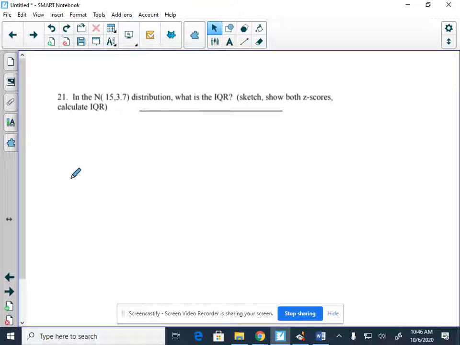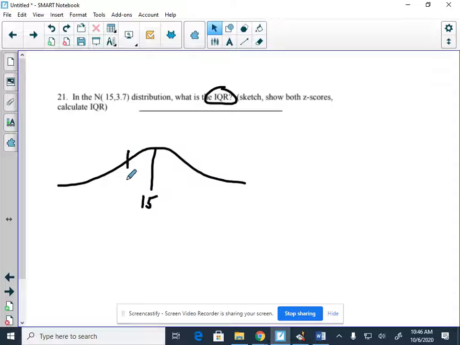Okay, third video on this, problem 21. We got a normal distribution with a mean of 15. And it says, what's the IQR? So the IQR, remember, is the middle 50% of data. So there would be 50% in between here.